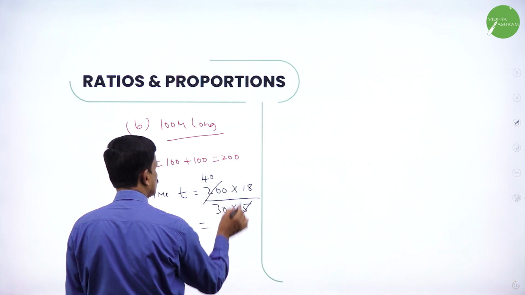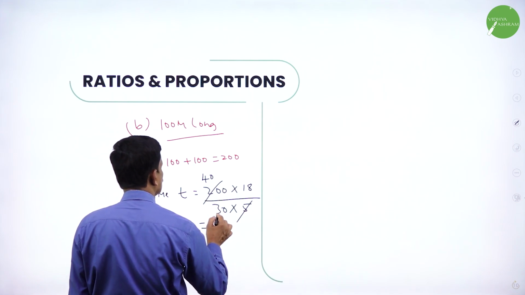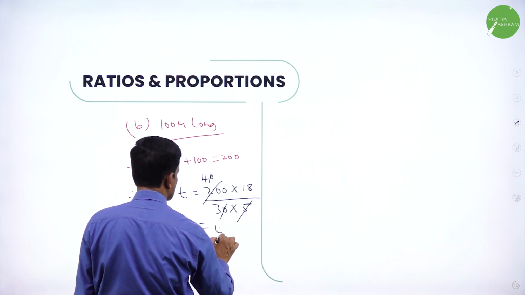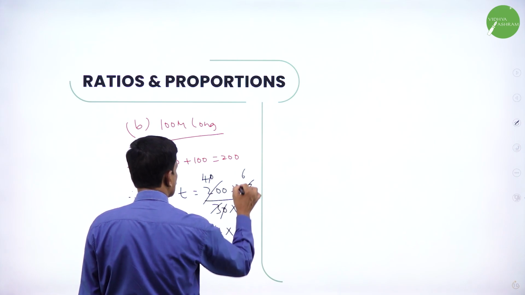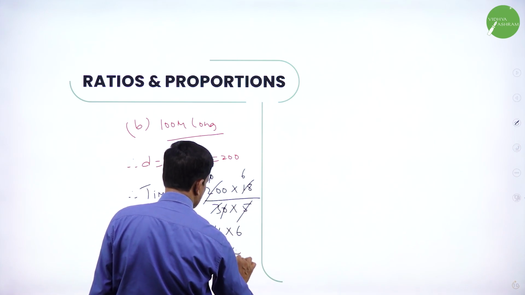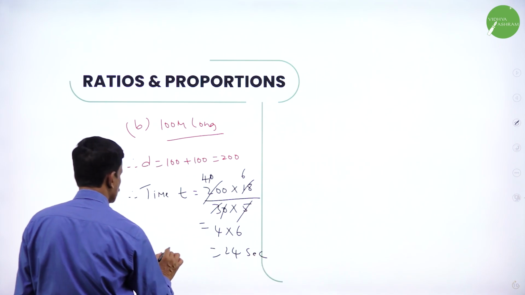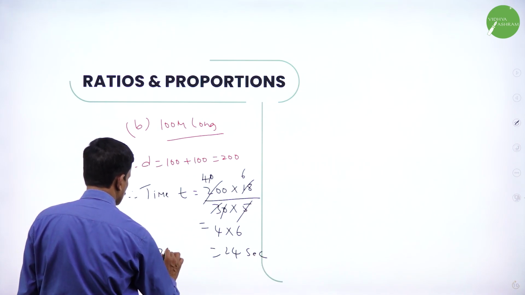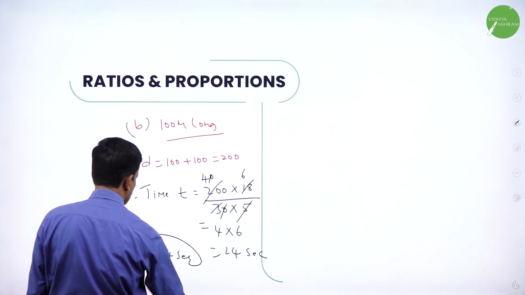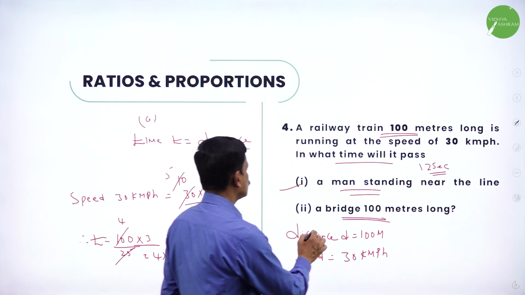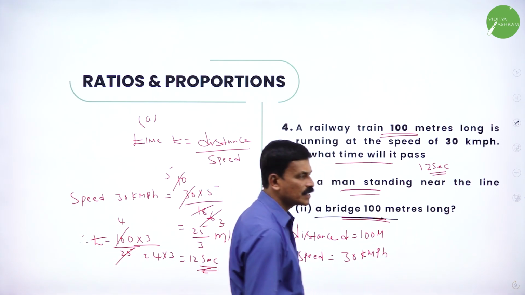5 into 40 is 200. Again you can cancel 0 and 0 gets cancelled. 4 into 3 6 are 18. 6 4s are 24 seconds. So therefore the time t is equal to 24 seconds to cross a bridge of 100 meters long.